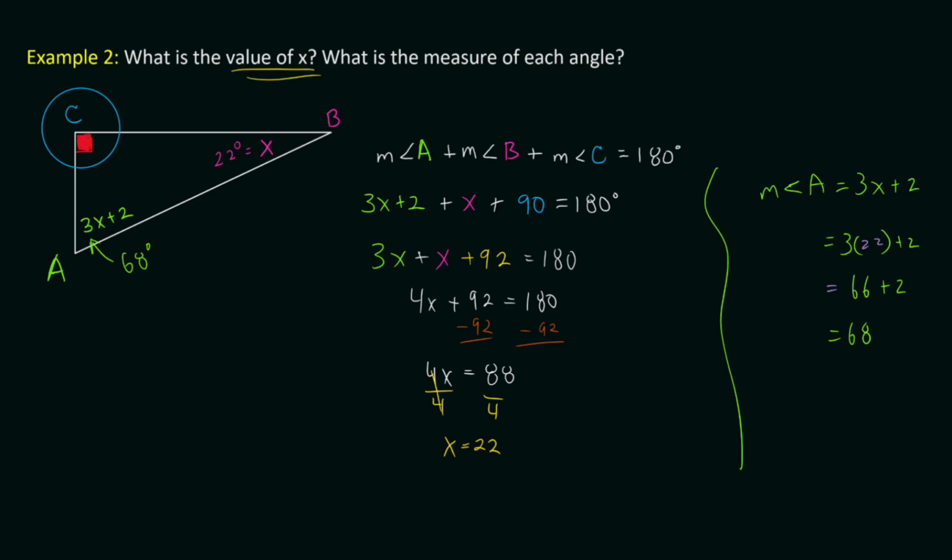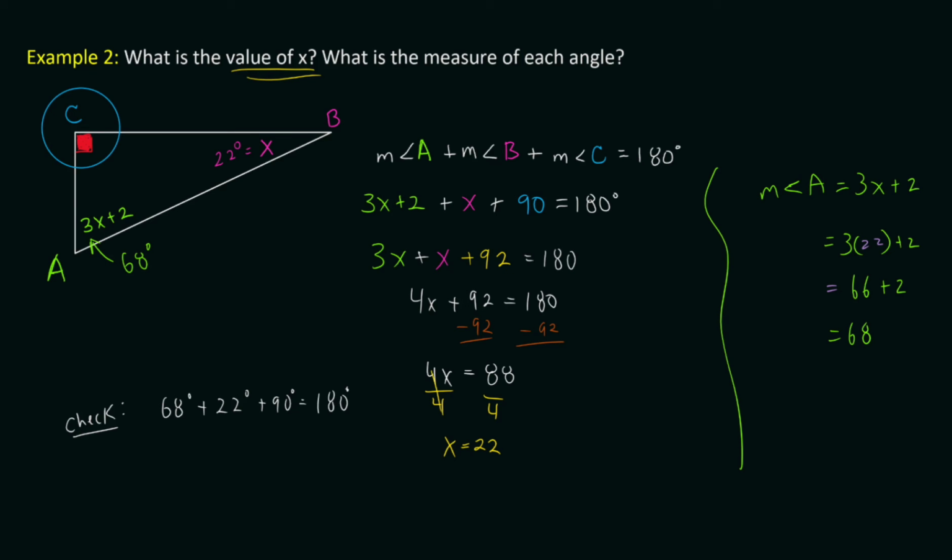And as always, we can check our work. All three should add up to 180 degrees. So if I check my work, I'm going to write down angle C, which is 90 degrees. Let's see, angle A, which is 68 degrees, plus angle B, which is 22 degrees, plus angle C, which is 90 degrees. That does add up to 180 degrees.